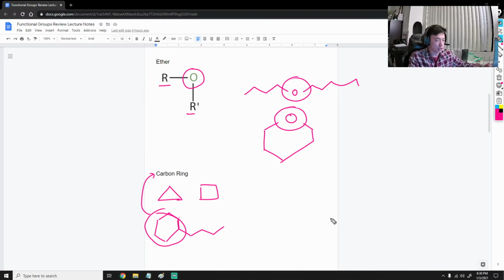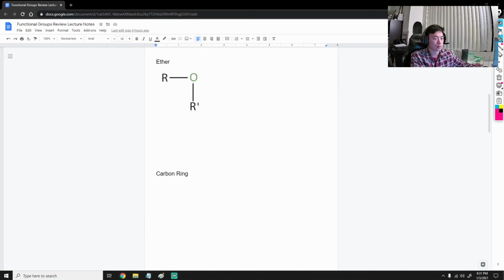Just a heads up though, something like this in the previous example is not a carbon ring, and the reason why is because even though it is a closed shape, one of the corners is oxygen. You see how these corners are all carbons, but one of the corners is oxygen, and that means that this is not a carbon ring. A carbon ring has to be made of only carbons in that closed shape. Alright.